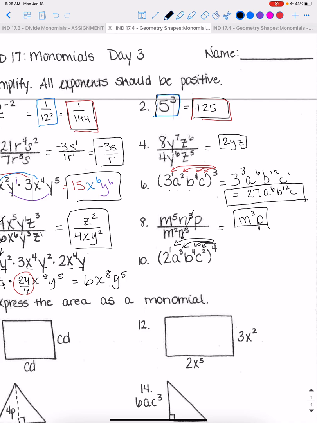So all your bases should stay the same. My base of 2 stays a base of 2. Now my 4 times 1 is a 4. My base of A stays an A. 4 times 3 is 12. My base of B, 4 times 4 is 16. My base of C, 4 times 2 is 8. And then lastly, to clean this up, 2 to the 4th power is 16, A12, B16, C8.